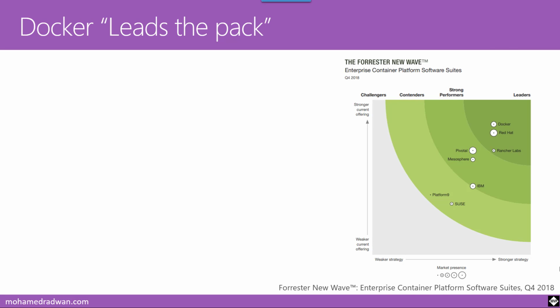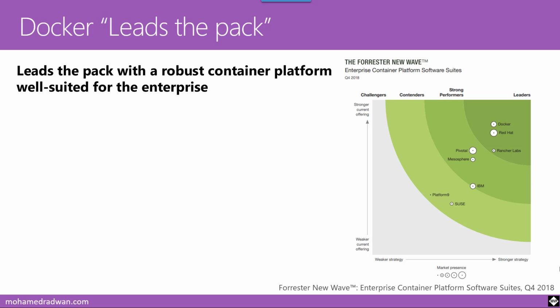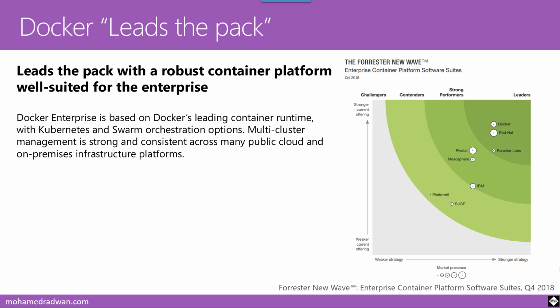Docker leads the pack. The Forrester New Wave Enterprise Container Platform Quarter 4 2018 report shows that Docker is leading the pack for containerization platforms, and it is well suited for the enterprise. Based on this report by Forrester, Docker Enterprise is the leading container runtime, with capabilities with Kubernetes and Swarm, which give strong and consistent multi-cluster management across many public cloud and on-premises infrastructure platforms as well.